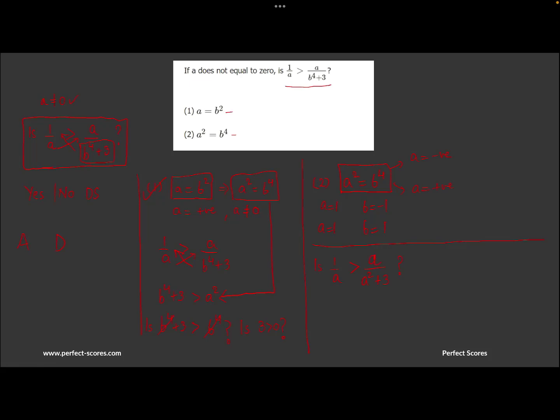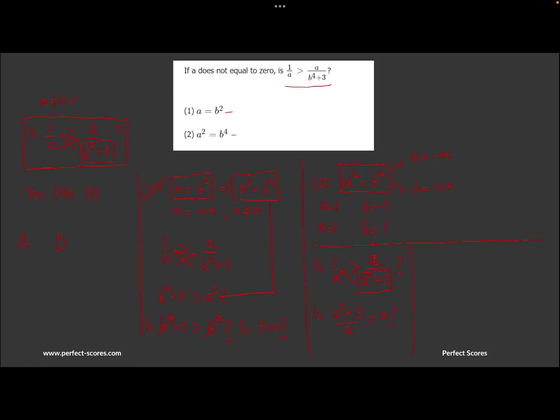So that's the statement that we have. Now we have to find out whether that statement is always true, always false, or at least true in some cases and false in some cases, right? So that is something that I have to find out. What I can do is simplify this equation. I can just take this to the other side because this is at least positive. So this becomes a squared plus 3 over a greater than a.